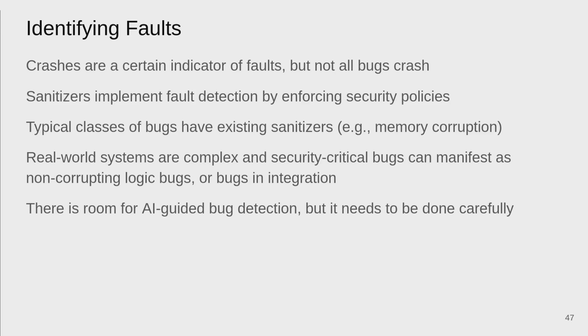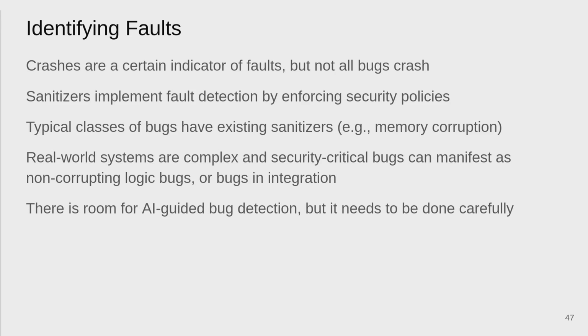Real-world systems are complex. Security-critical bugs can manifest as non-corrupting logic bugs, which are extremely hard to find. So this is an unsolved research problem. How do we create specifications that we can leverage during automated testing, right? So it's an interesting research direction I want to push forward.